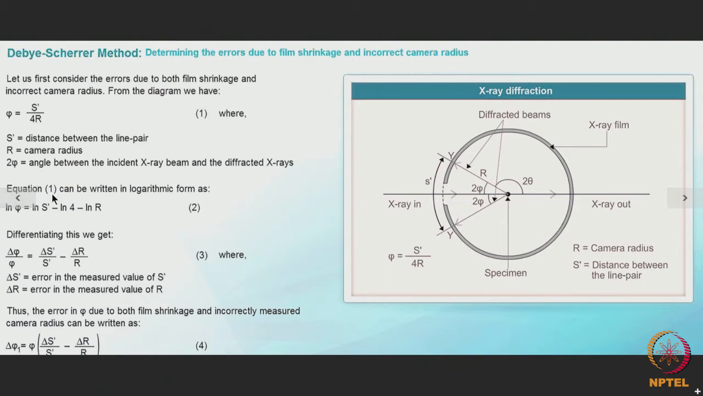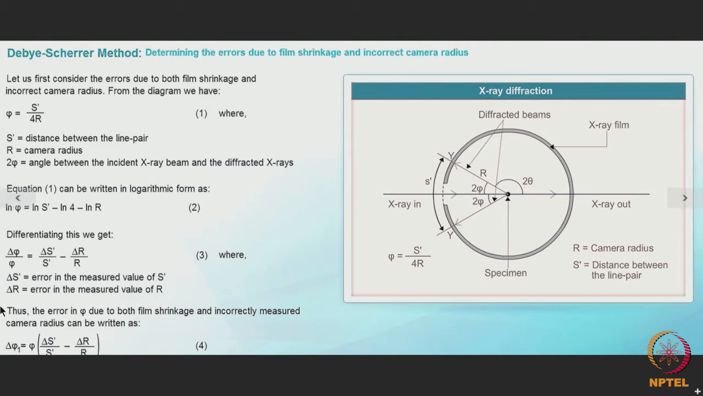This equation can be written in logarithmic form as ln phi is equal to ln S prime minus ln 4 minus ln r. Differentiating this, we get delta phi by phi equal to delta S prime by S prime minus delta r by r, where delta S prime is the error in the measured value of S prime, and delta r is the error in the measured value of r. That means, if the camera radius is not measured very accurately.